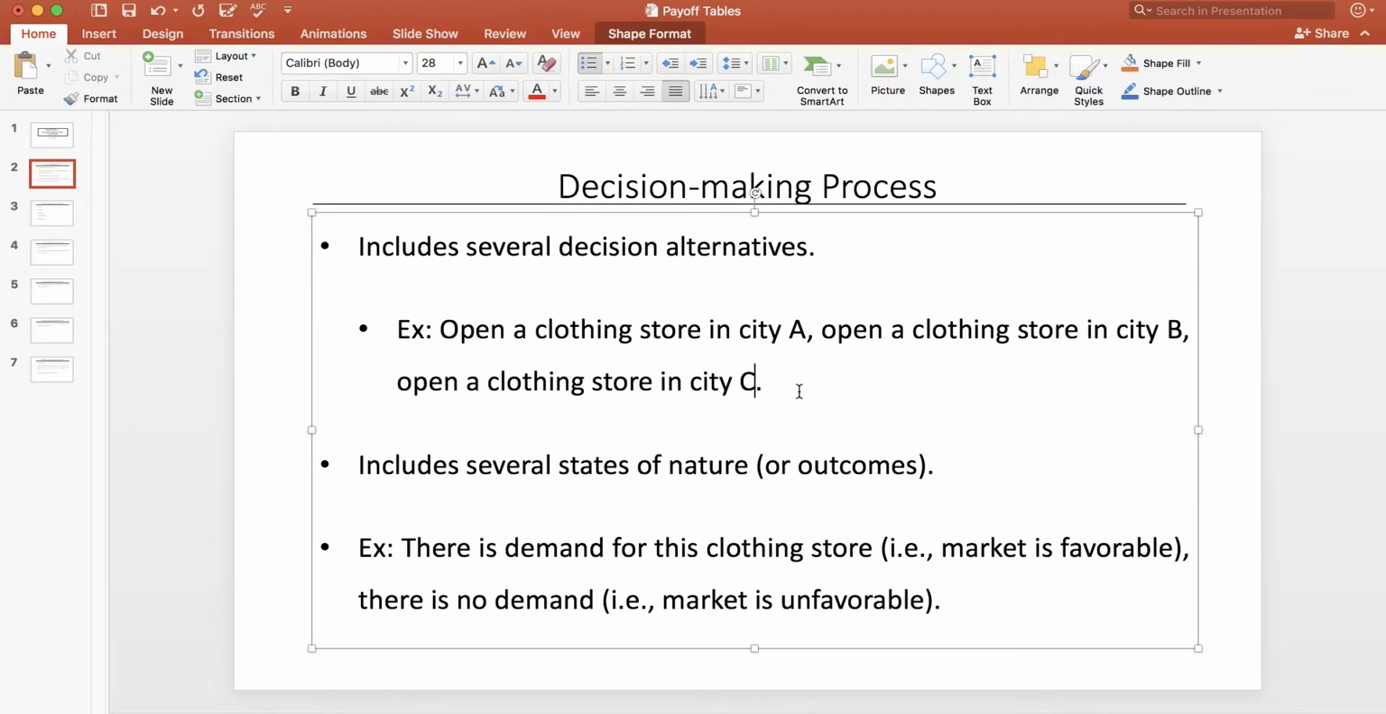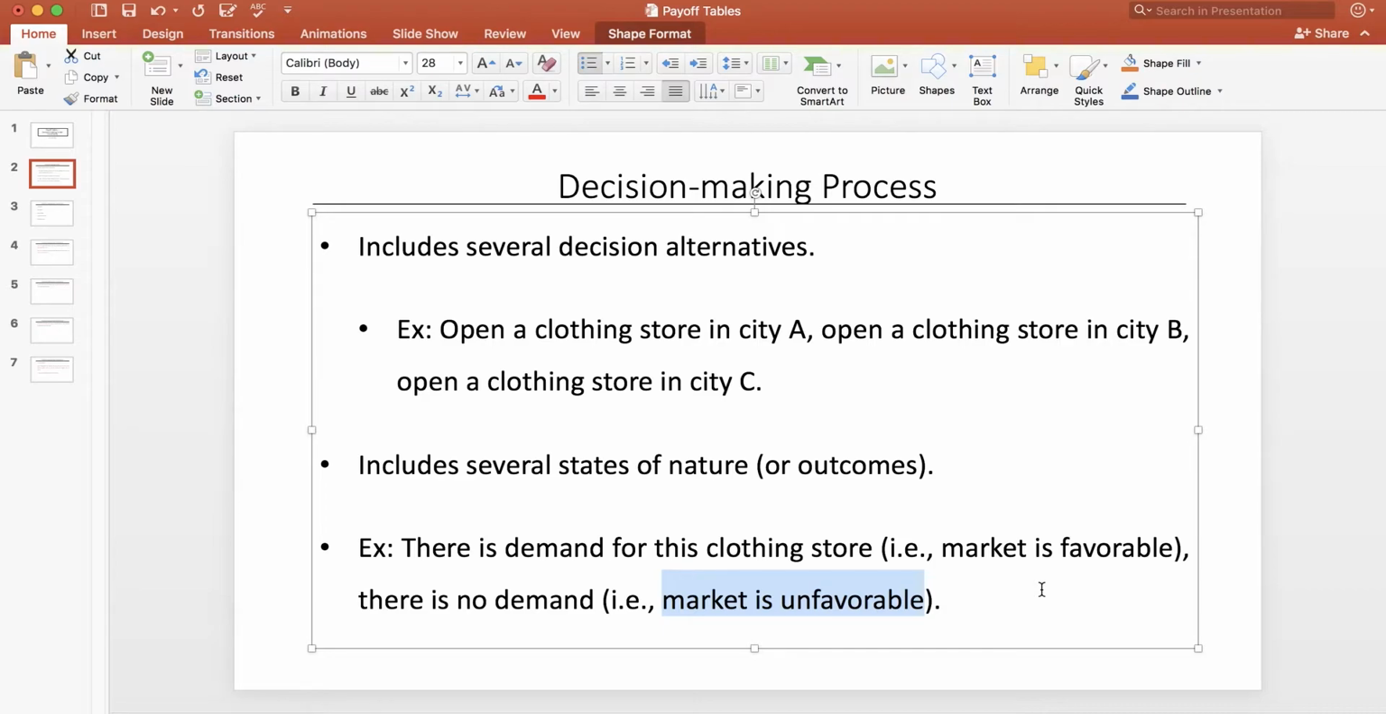After we open our store, several possible outcomes could be possible, right? So let's say that we open our store in city A, and the outcome could be that there's demand in that area for a store like ours so that we make money, or it could be that there's not enough demand and we are not making enough money, or we are losing money, right? So these are called the states of nature or outcomes. For example, there is demand for a store like this, which means that the market is favorable, or there's no demand for a store like this, and that could represent that the market is unfavorable. So again, these are just examples.